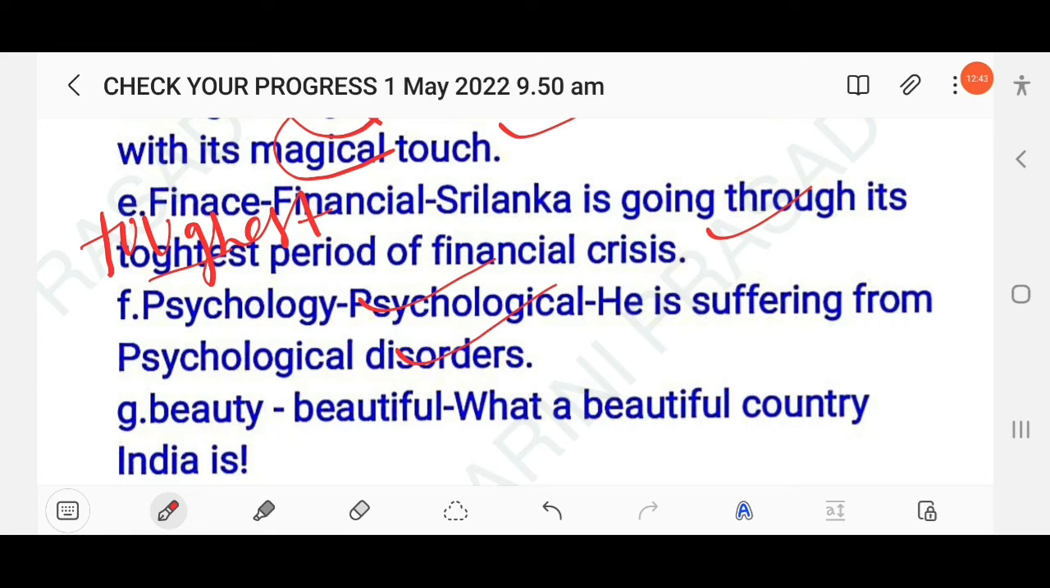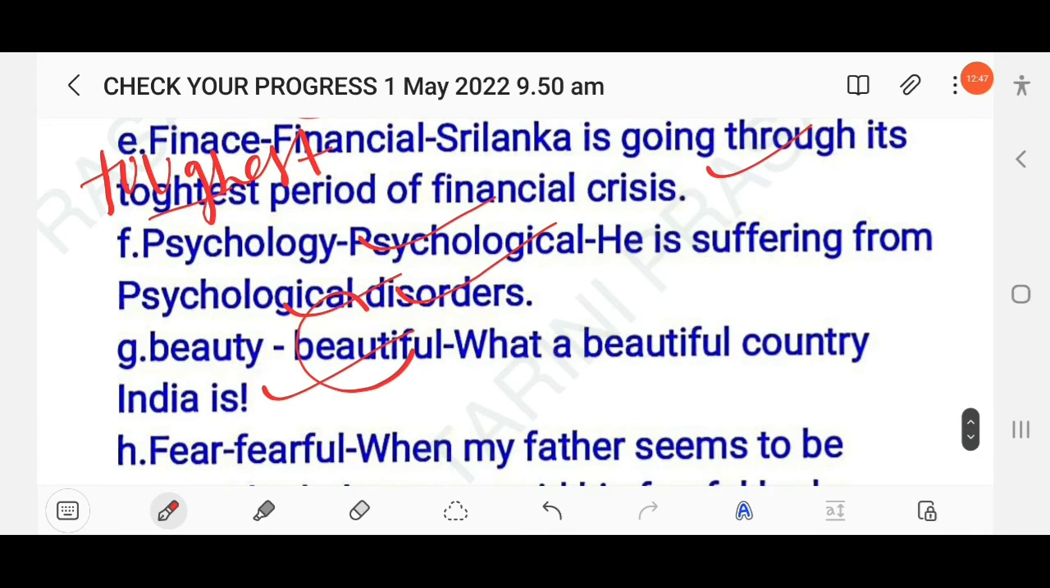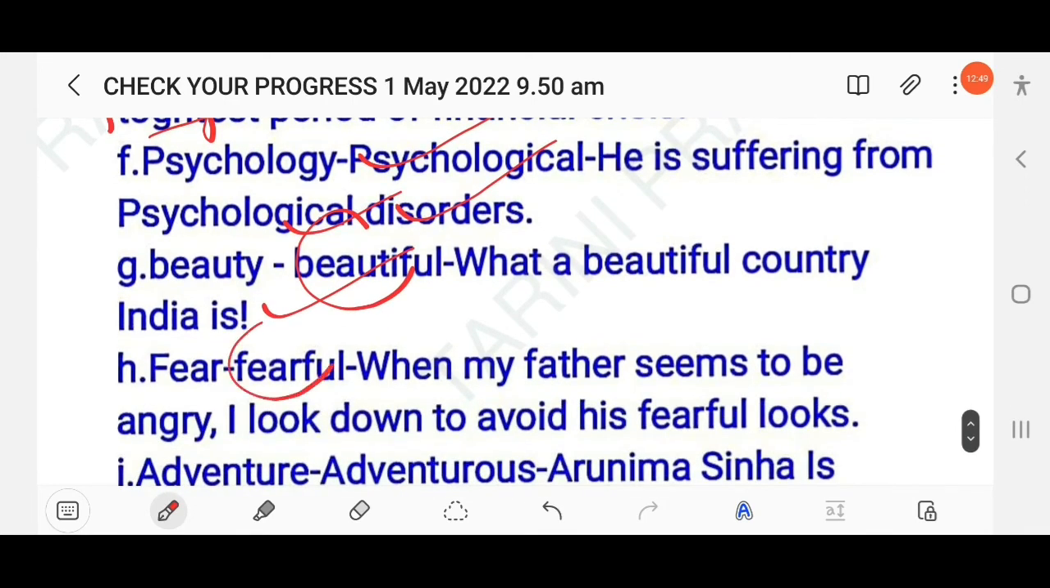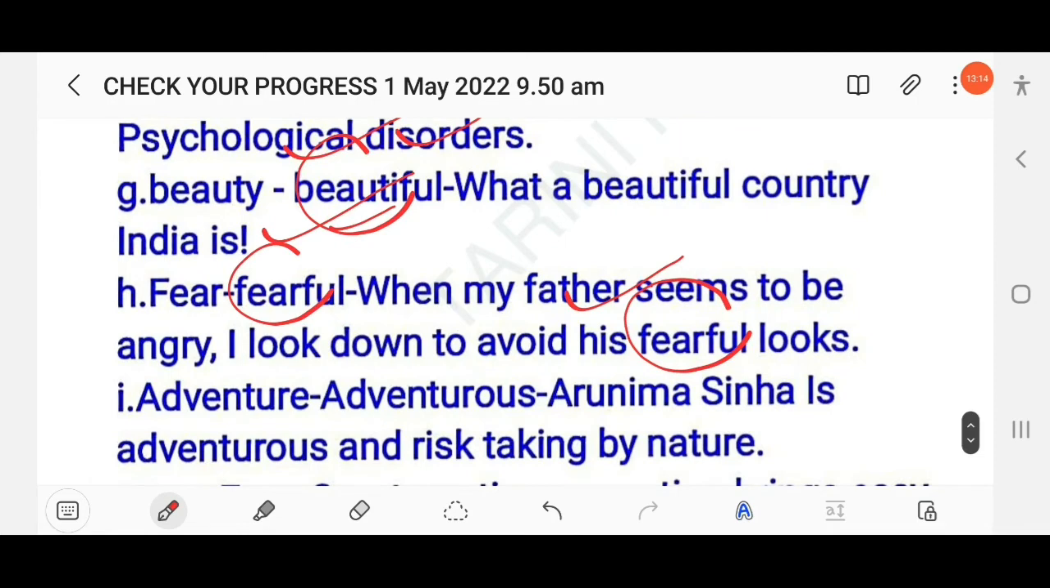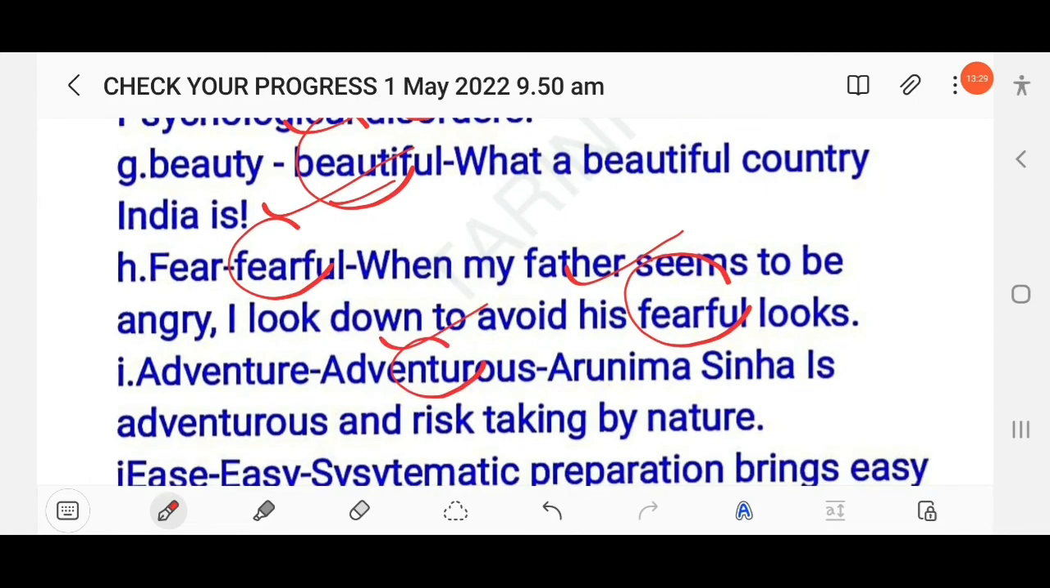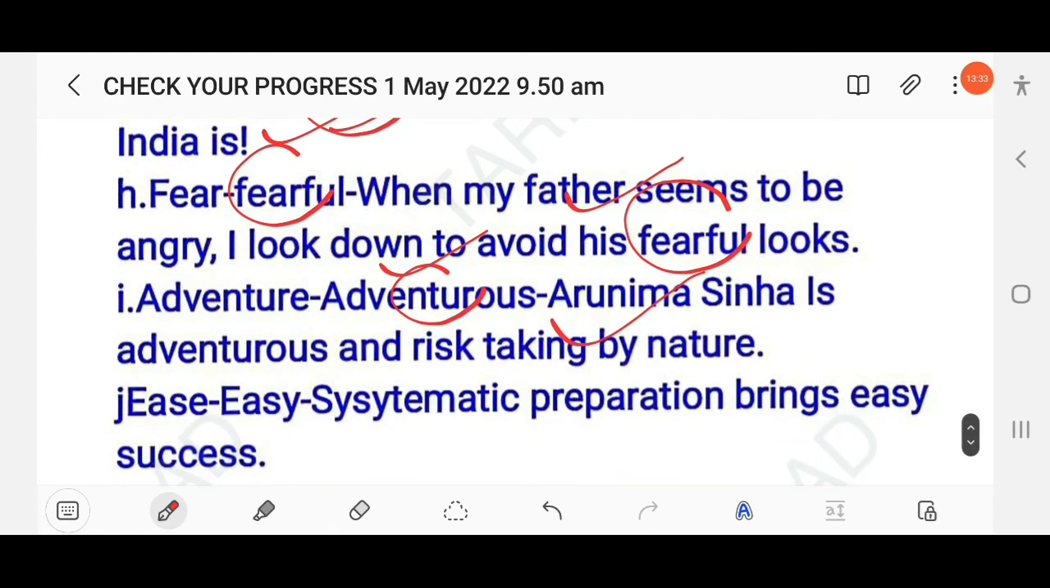Then next, beauty. Its adjective form will be beautiful. What a beautiful country India is. The next, fear. The adjective will be fearful. When my father seems to be angry, I look down to avoid his fearful looks. The next is adventure. Its adjective form will be adventurous. Arunima Sinha is adventurous and risk taking by nature. The next, its adjective form will be easy. Systematic preparation brings easy success.